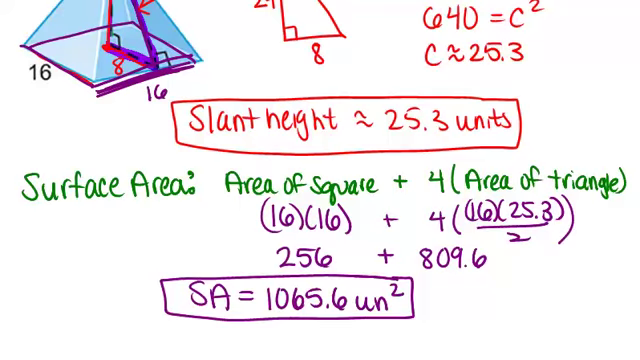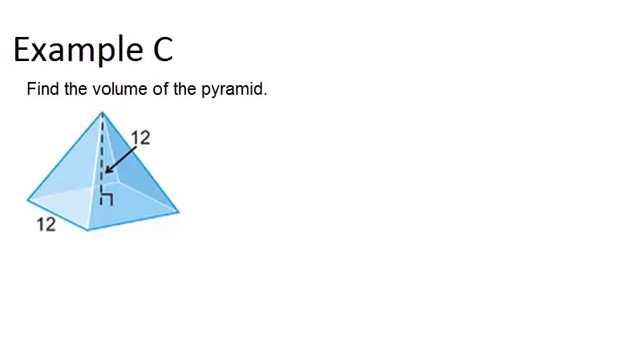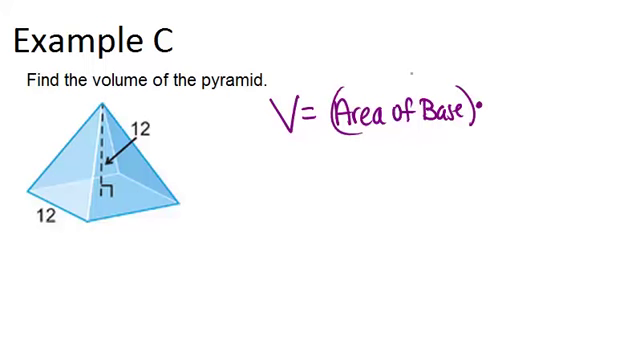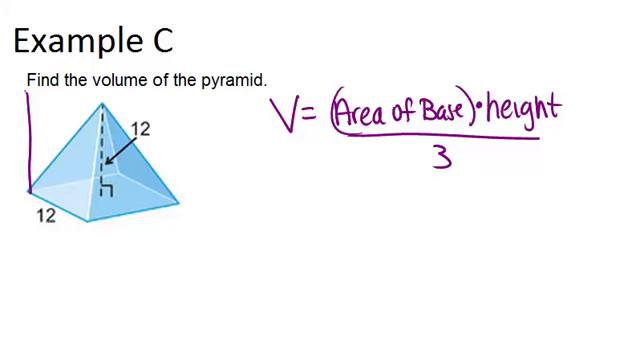All right, and let's look at example C. Find the volume of the pyramid. So the volume of a pyramid is the area of the base, which in this case is a square, multiplied by the height, which is the actual straight perpendicular height from the apex down to the center of the square, and then divided by 3. If we didn't divide by 3, we'd be finding the volume of the prism, the square-based prism, that was this whole thing. So the pyramid is a third the volume of the prism.